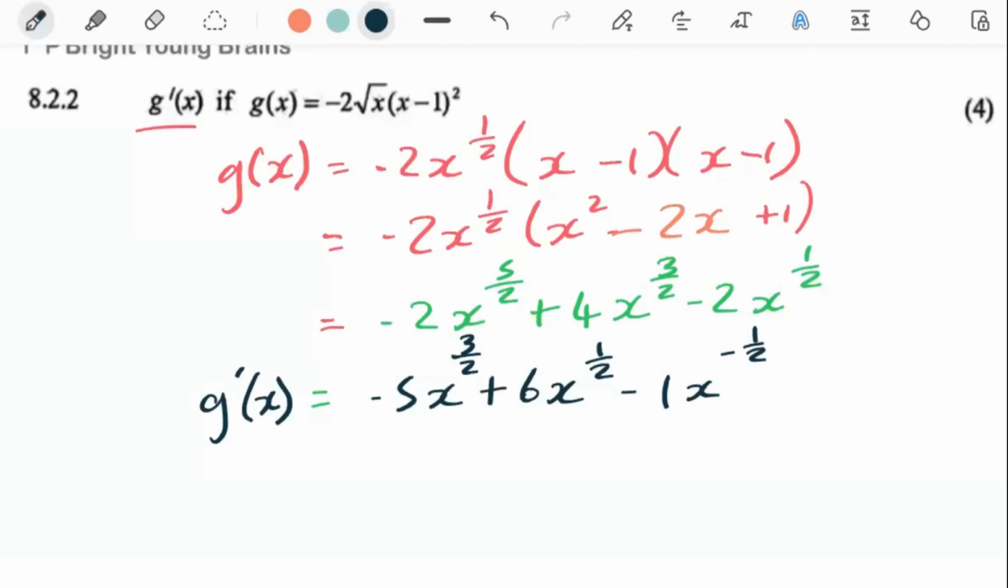So I just need to double check that I didn't make any silly mistakes. This times this, that's fine. Removing 1 from the exponent. This times this, that's fine. Removing 1 from the exponent. This times this, that's fine. Removing 1 from the exponent.